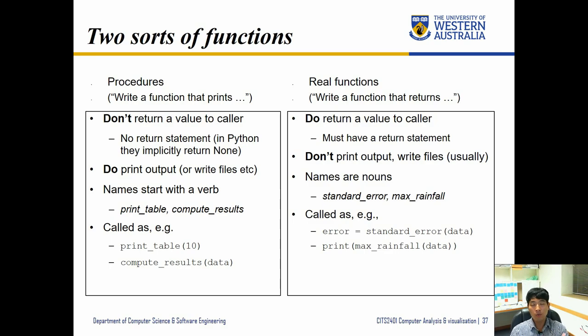So the way we use them is slightly different. Procedures, you just call them directly, because with procedures we're not evaluating anything. So here, print table 10 or compute result input data, whereas functions are computing something, evaluating something, which returns us some value that we didn't know before, right? And therefore we want to save it. So it looks like an equation: error equals standard error data, or print max rainfall data. Because it returns something, we need to print it.